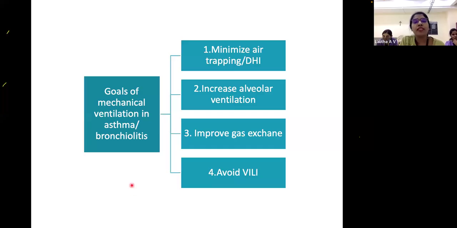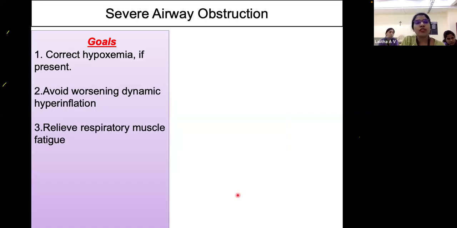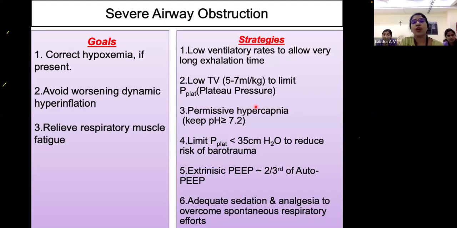The goals of mechanical ventilation in such a patient are to minimize air trapping or dynamic hyperinflation, increase alveolar ventilation and improve gas exchange. The same holds good whether you're treating ARDS or bronchial asthma: you should avoid ventilator-induced lung injury by using less tidal volume or lower pressures. These are the goals. How do you achieve them? To correct hypoxemia, you must not worsen the dynamic hyperinflation. These are the strategies. You use low ventilatory rates to allow a very long exhalation time.